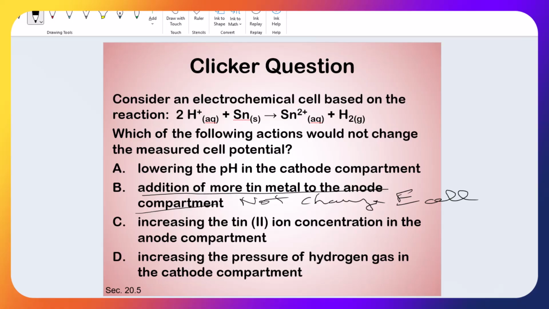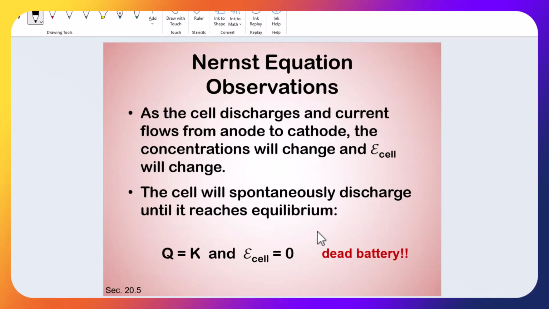Okay? All right. Nernst observations: as the cell discharges and the current flows from anode to cathode, the concentrations will change and E of the cell will change. The cell will spontaneously discharge until it reaches equilibrium. That's where Q equals K, E of the cell equals 0. You have a dead battery, and any organism that has an E of the cell equal to 0 is deceased.